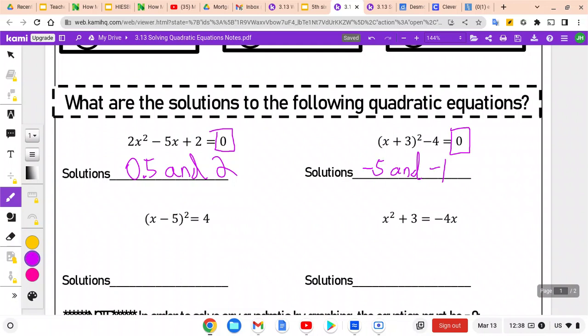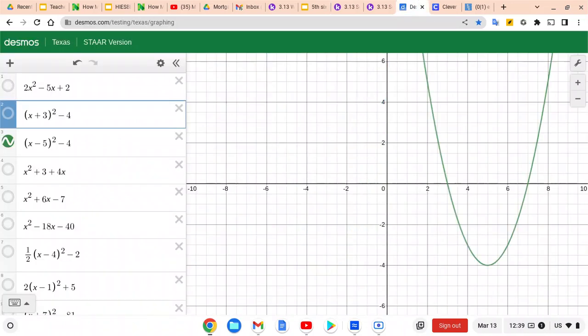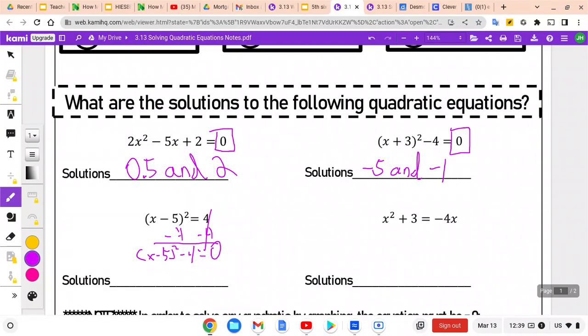All right. Now the third one's different because it doesn't equal 0. It equals 4. So what we're going to do is we're going to change the 4 into 0 by subtraction. So 4 minus 4 will yield 0. So it becomes x minus 5 squared minus 4. And that cancels out to 0. So I come over here, and it's this one. And it yields the solutions 3 and 7. So the solutions are 3 and 7.